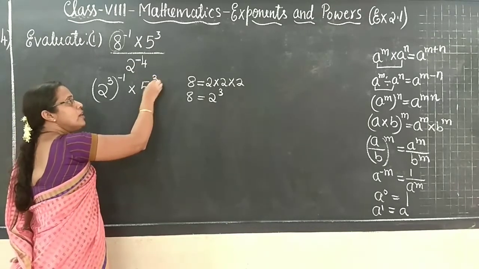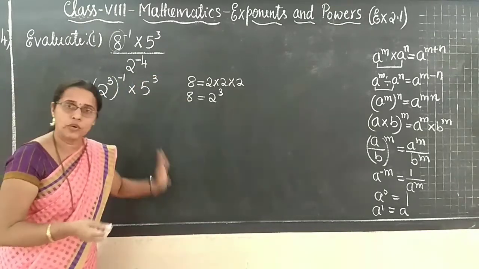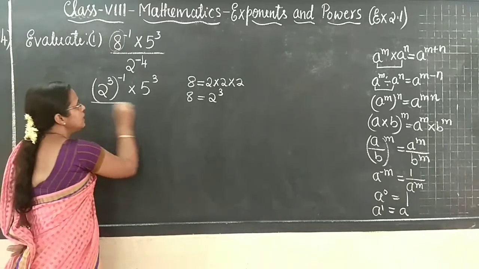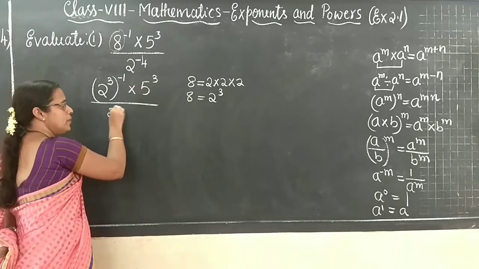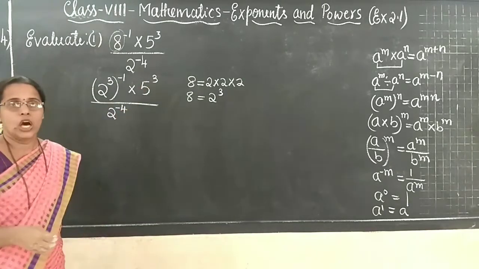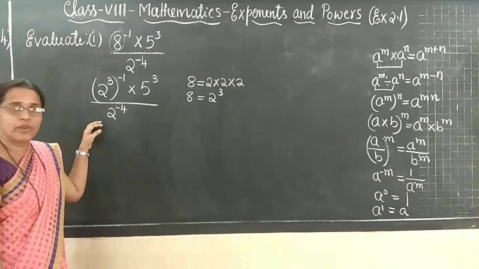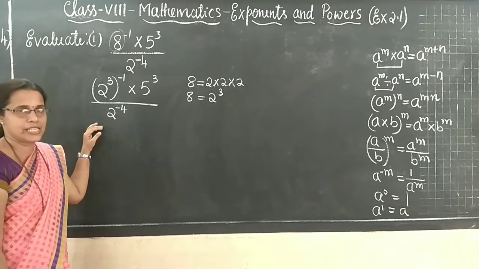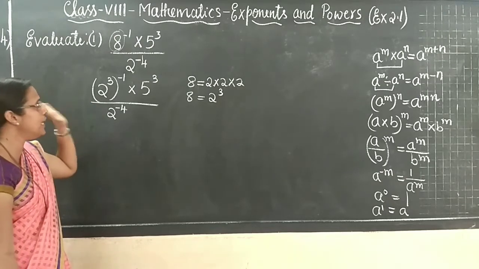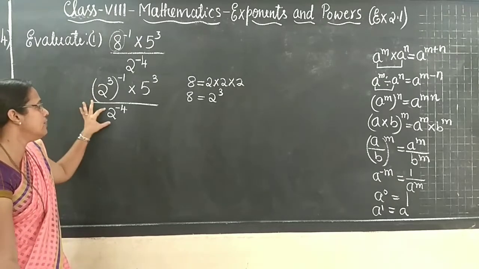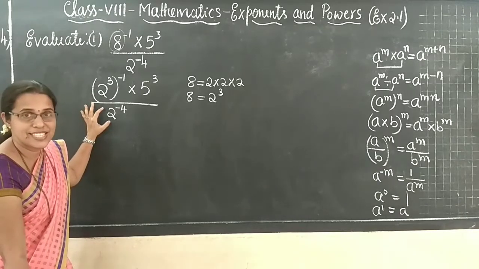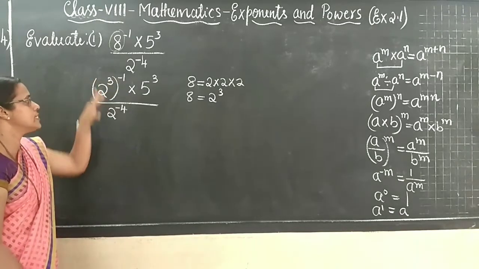I cannot get by this method. So write 5 as it is, then write 2 to the power minus 4 as it is. Since 5 is a prime number, you cannot simplify it further, so you have to retain it as it is. Now see here, somebody can say, children, 2 here, and 2 here also. Yes, so now see how to solve this next.